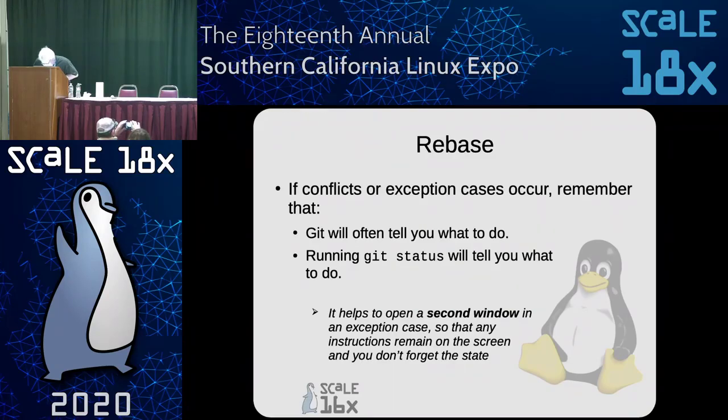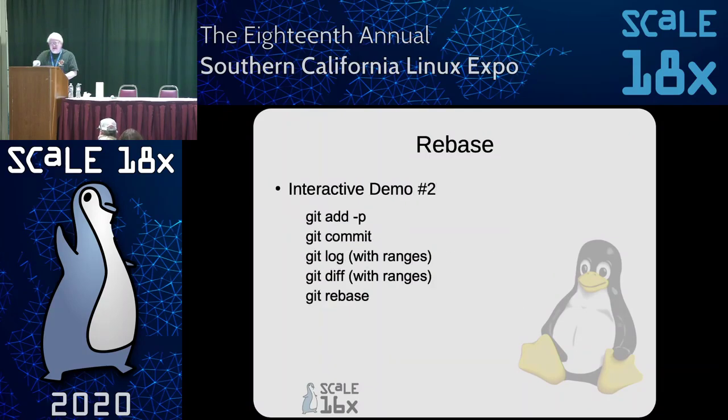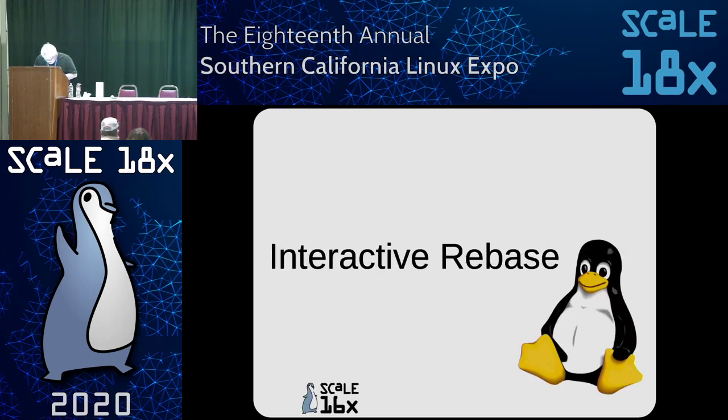If a conflict or exception cases occur, remember that a lot of times Git will tell you what to do. And running git status is a good way of finding out what needs to be done. One thing I find helpful is opening a second window. That way you can have one window where you're working on resolving the conflicts, and a second window where you have your status message, so you can always see what needs to be done. Really handy. And another demo, which we hope we'll have a chance to get to.